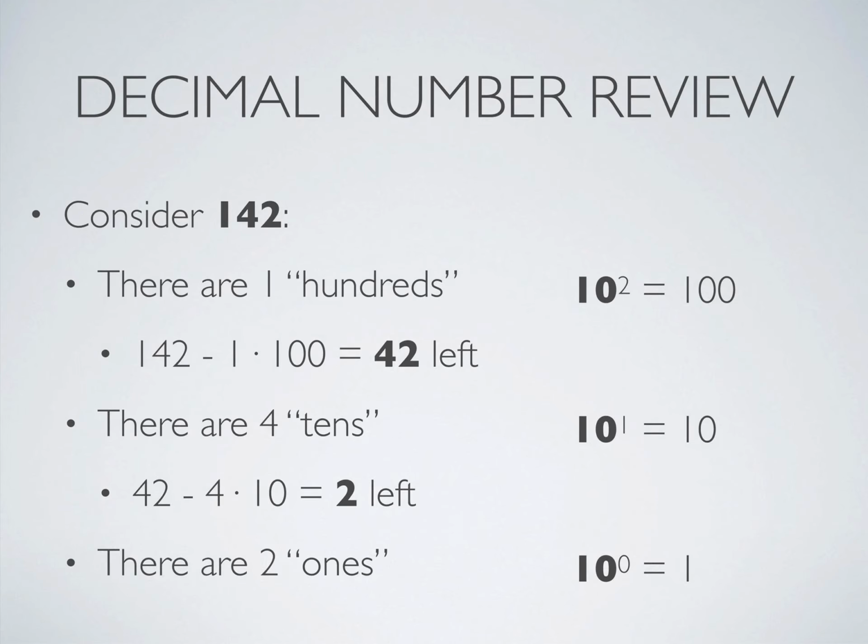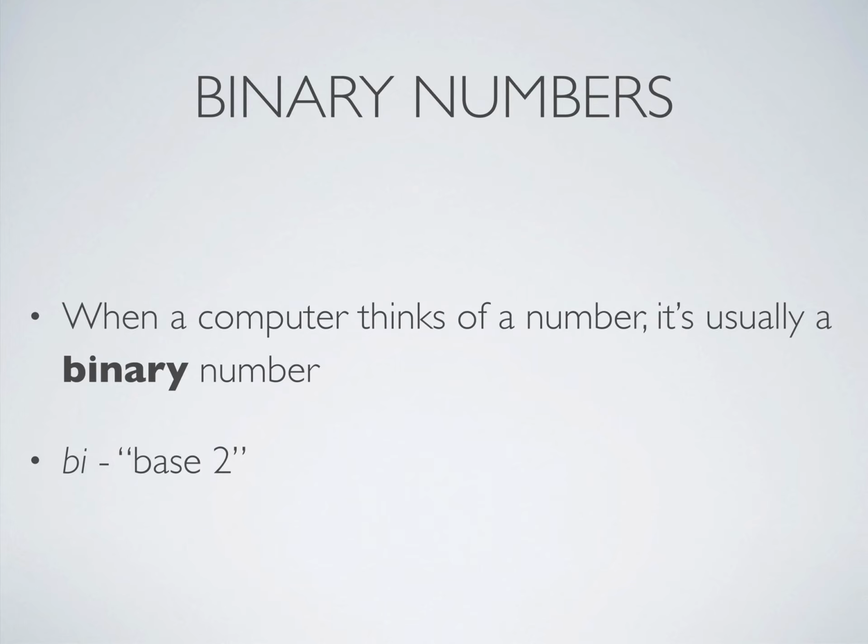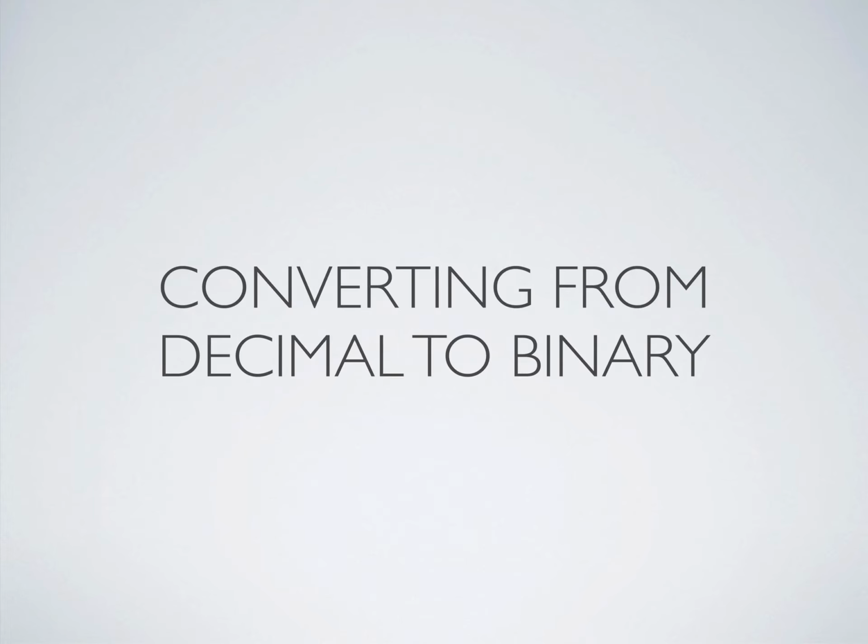Keeping that in mind, let's now talk about binary numbers. So again, when a computer thinks of a number, it's usually in base 2, binary. This is another way to represent the same numbers that we're all used to, except instead of doing base 10, we're going to do base 2 now. So let's talk about then how we can convert from decimal to binary.